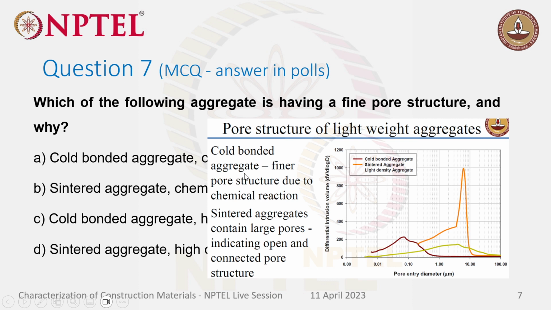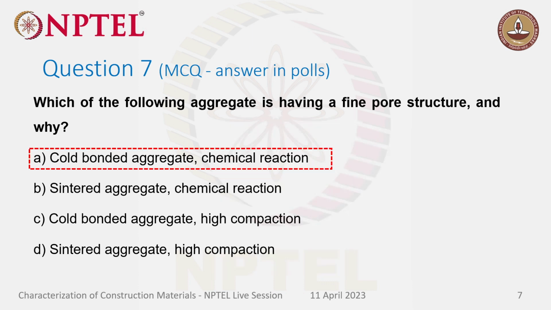Cold bonded aggregate means it's not sintered, not put at a higher temperature. Cold bonded aggregate means it's mixed with cement and water. Cementitious material will be mixed with water so that it will react and form a finer pore size range mainly due to chemical reaction, not due to high compaction. So the correct answer is cold bonded aggregate and chemical reaction.